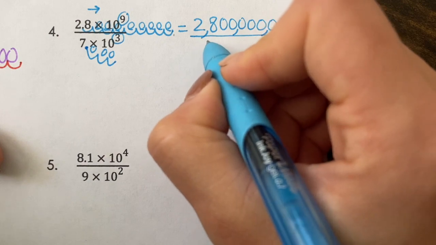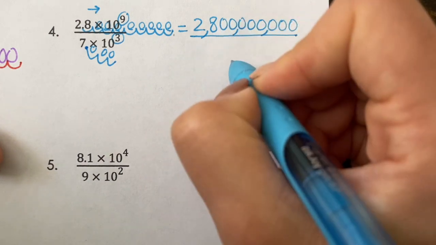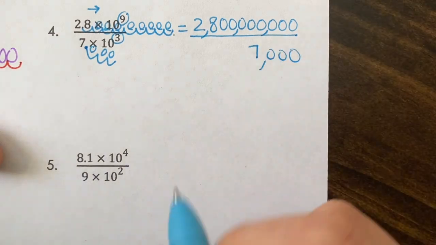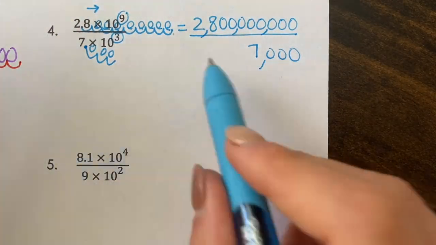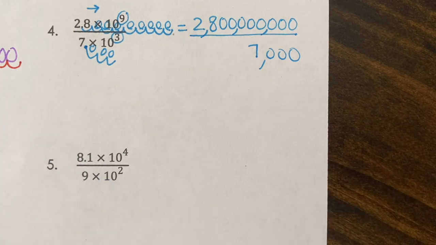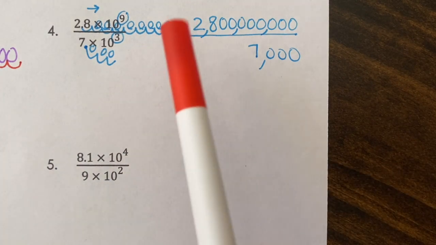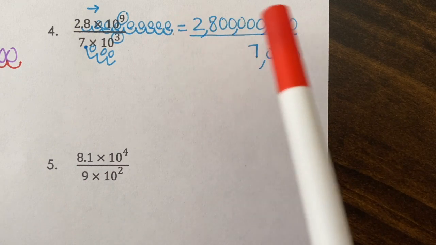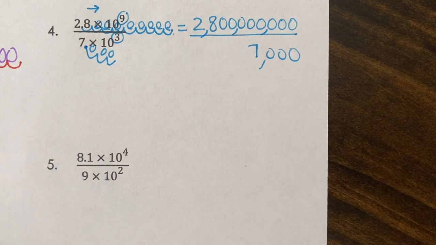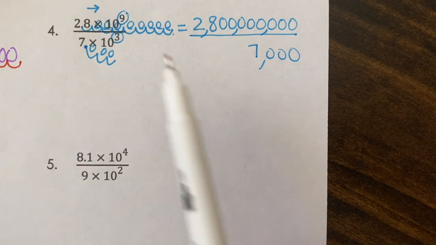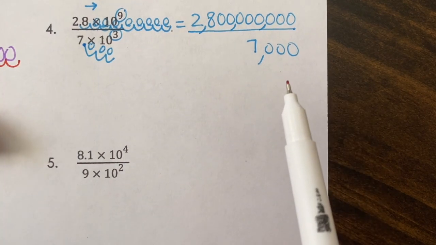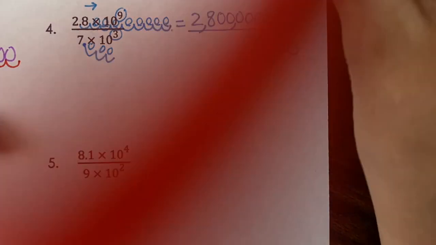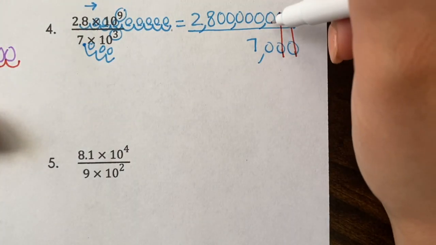Now, you can put your 7 here and cross out these zeros. I personally like to do it at the end, so it doesn't matter. Some of you want to do it in the middle. It doesn't matter. All right, so we have 2,800,000,000 divided by 7,000. So instead of making this long division like this, which would be a headache, we're going to simplify it a little bit. So these zeros cancel out.